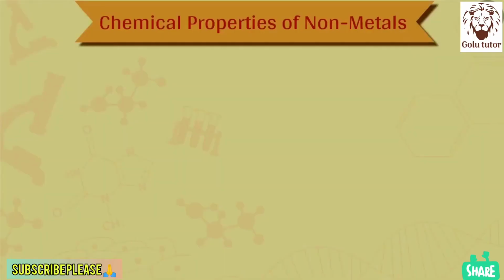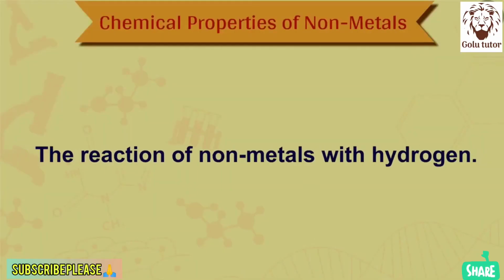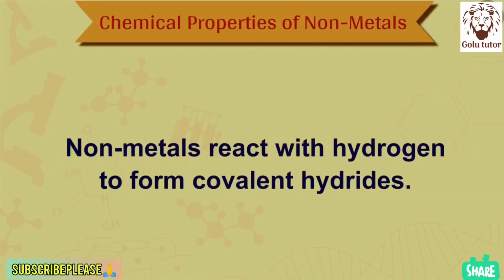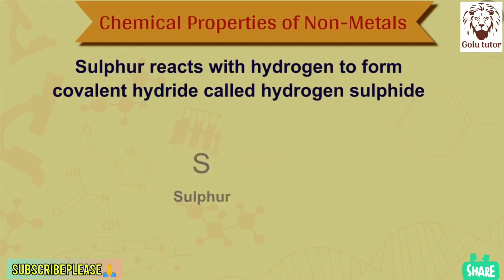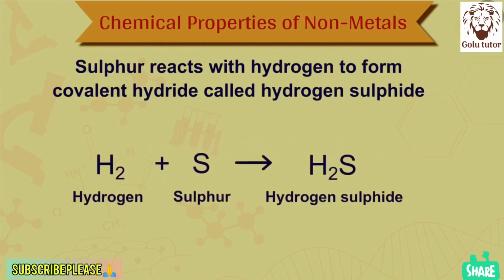The last reaction is the reaction of nonmetals with hydrogen. Nonmetals react with hydrogen to form covalent hydrides. Let's understand this with the help of an example. Sulfur reacts with hydrogen to form a covalent hydride called hydrogen sulfide. Let us look at its reaction.